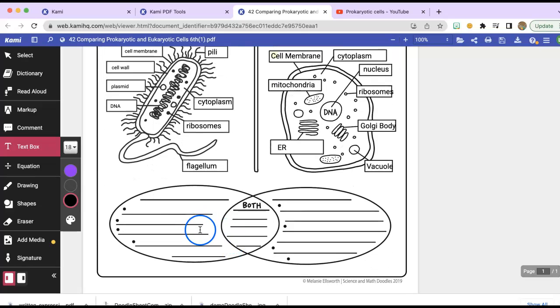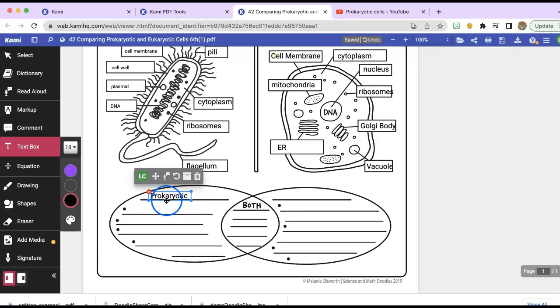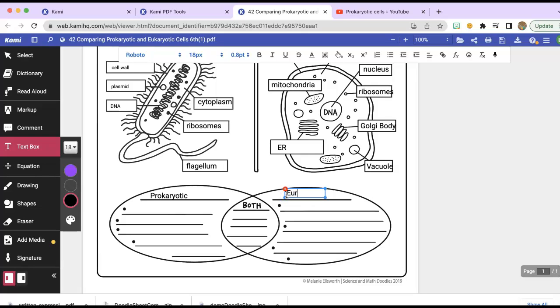Below in our Venn diagram, we're going to compare prokaryotic to eukaryotic cells. So with your pencil, on the left side, you're going to label this prokaryotic. We're going to write down the things that only prokaryotes have. And on the other side, I want you to label this eukaryote. And we will label this side with only the things that a eukaryotic cell has. And in the center, we're going to place both.